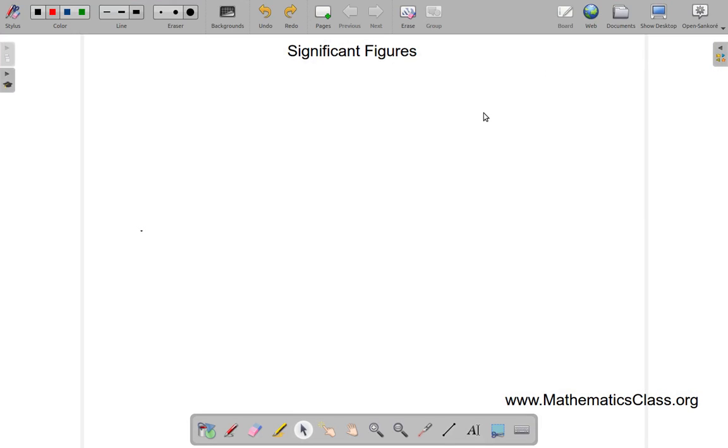Significant figures. We want to look at what this really means and how to write a number to a specified number of significant figures. I looked up the meaning of significant online, and it says having meaning. When something is significant, it means that it has meaning. It's not just there taking up space. Alright?